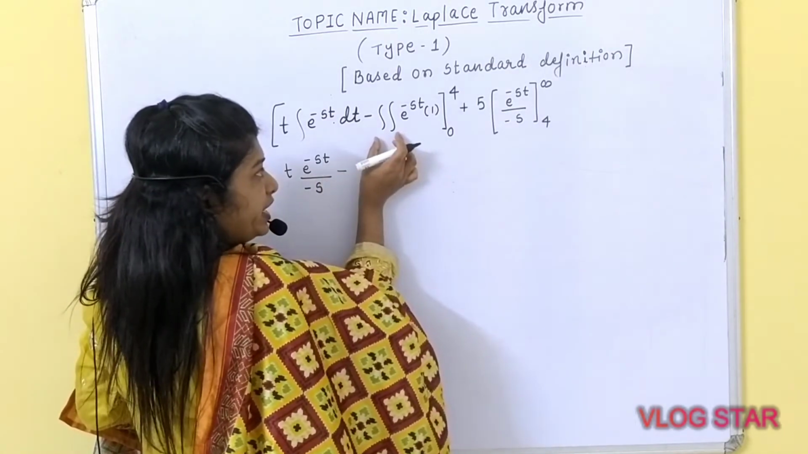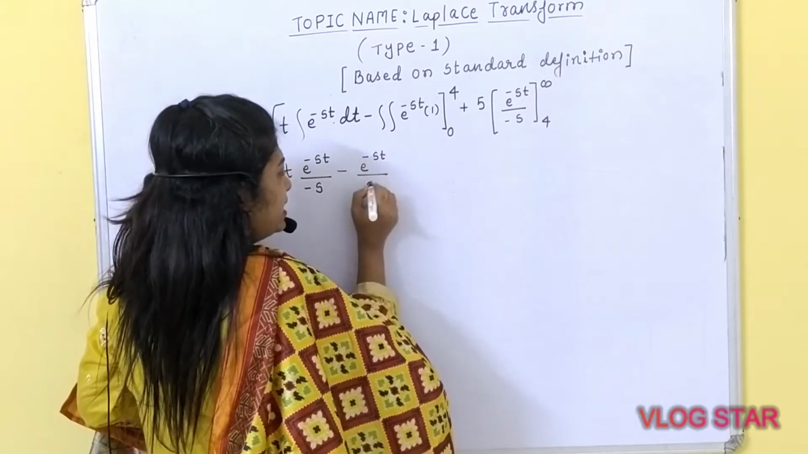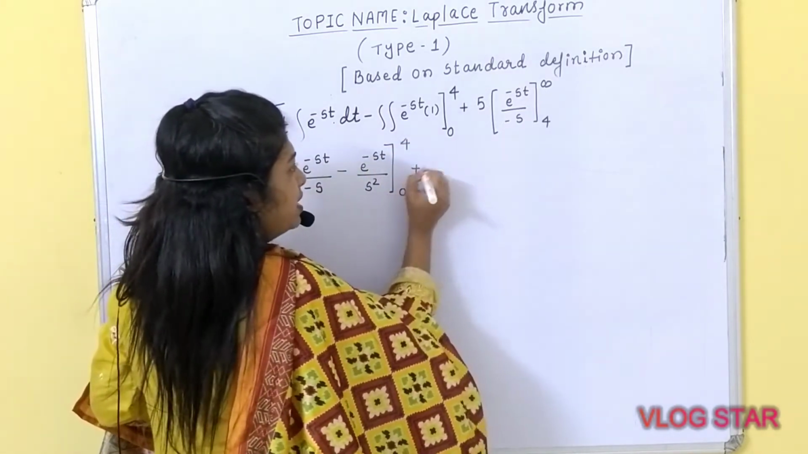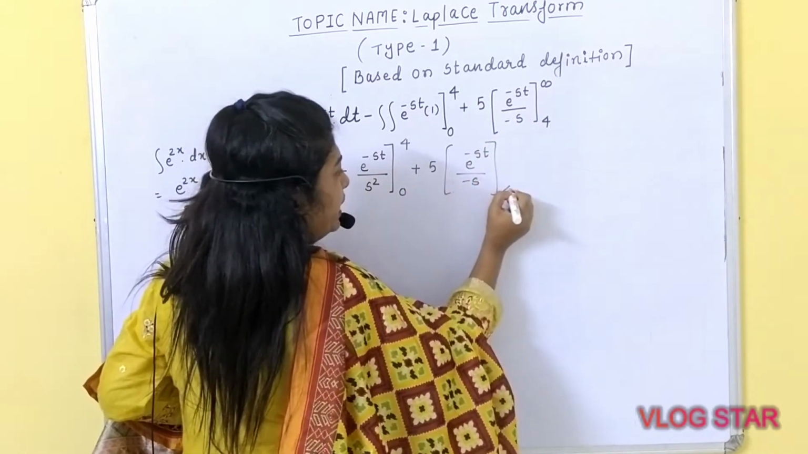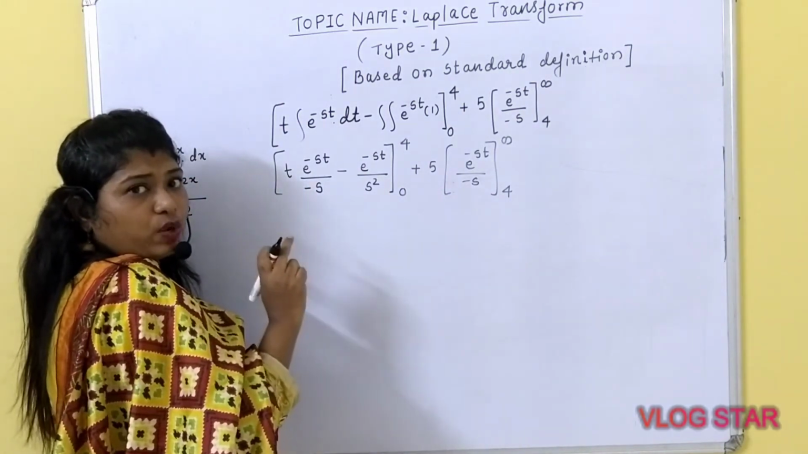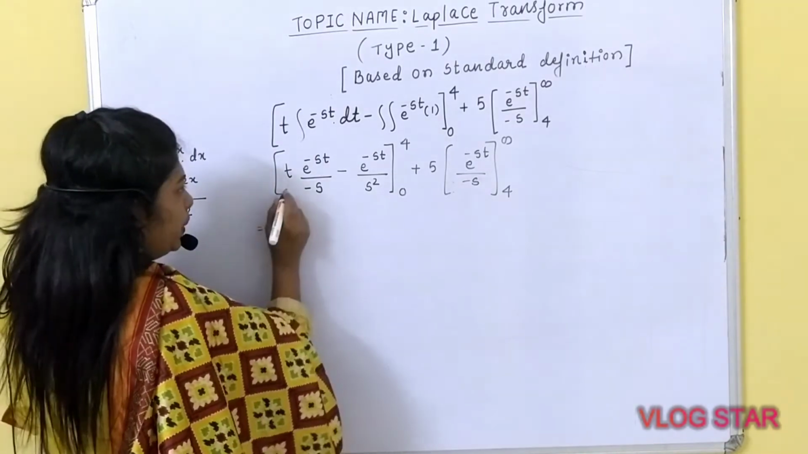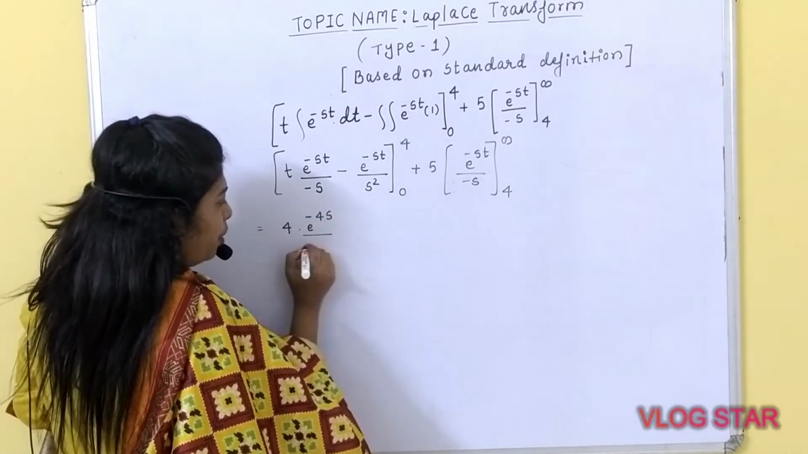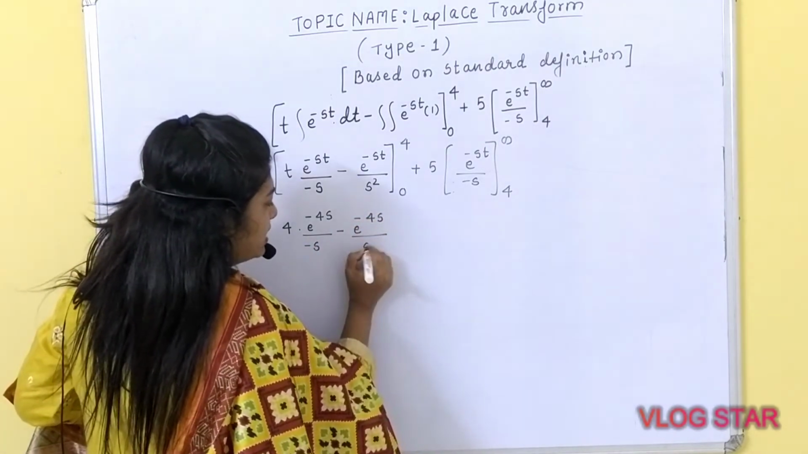Minus, what is the double integration of e raised to minus st? e raised to minus st by s square. Okay. Now we need to substitute upper limit minus lower limit. How are you going to substitute upper limit minus lower limit? Here, instead of t, we have to substitute upper limit minus lower limit as we have taken integration with respect to dt. So let's begin with this. 4 into e raised to minus 4s upon minus s, minus e raised to minus 4s upon s square.